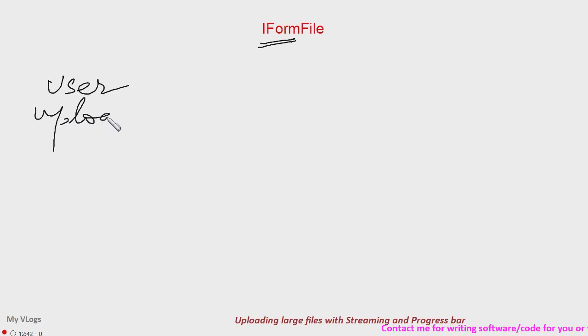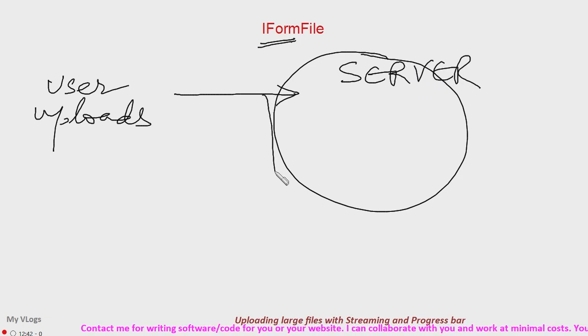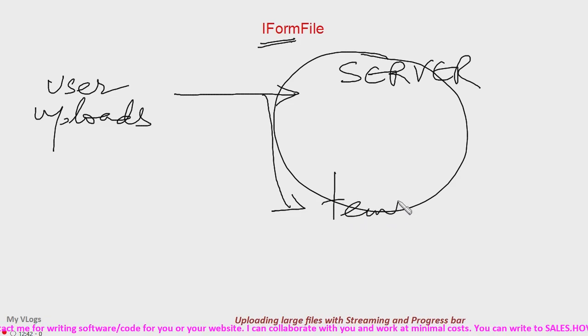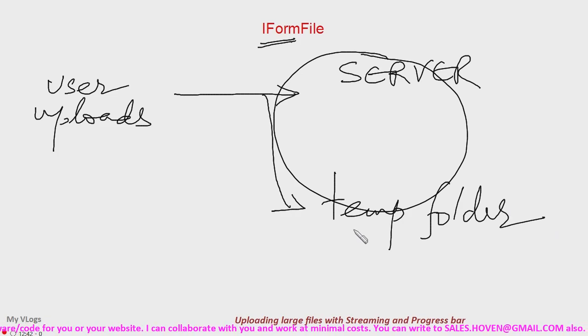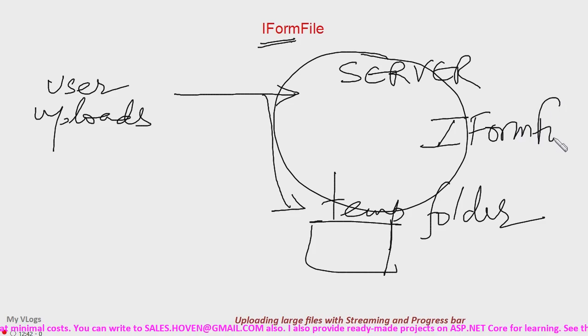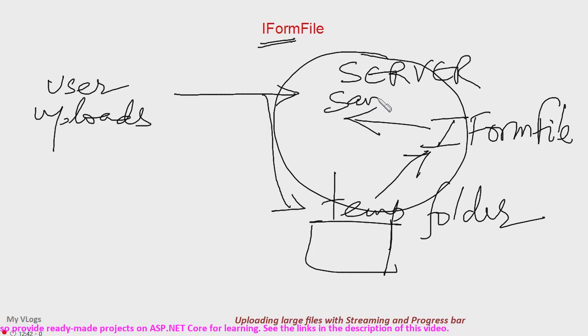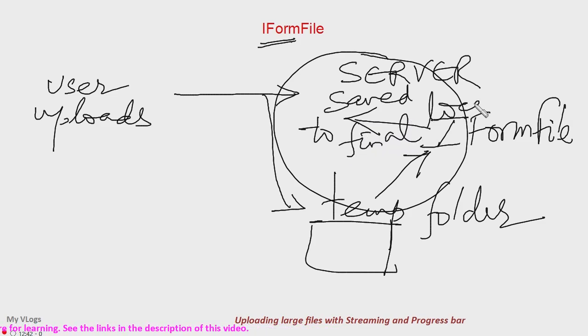Suppose a user uploads a file to our ASP.NET Core server. The steps are that if the file is larger than 64 KB, then it goes to a temp folder. Larger files first go to a temp folder. From the temp folder, an IFormFile is created for every file uploaded. This is created for each file in the temp folder, and then it is finally copied and saved to the final location, as you must have seen in the code that we use for IFormFile.